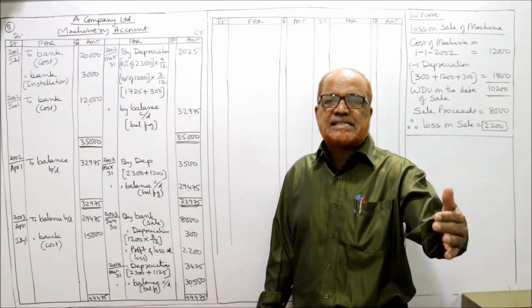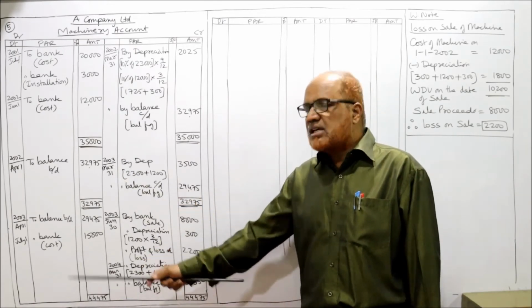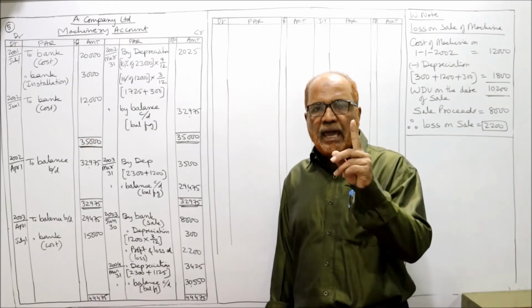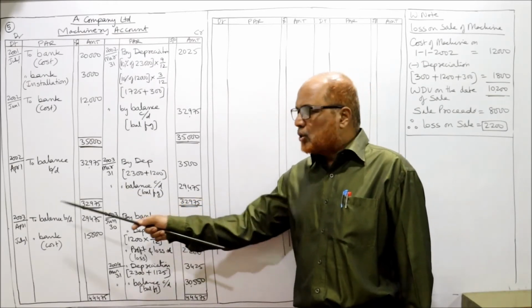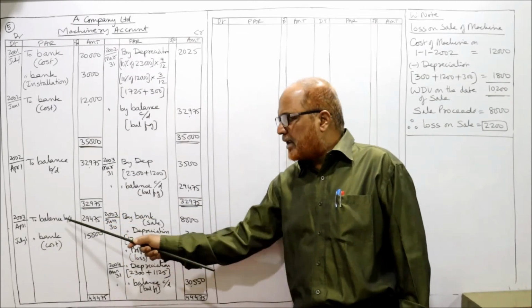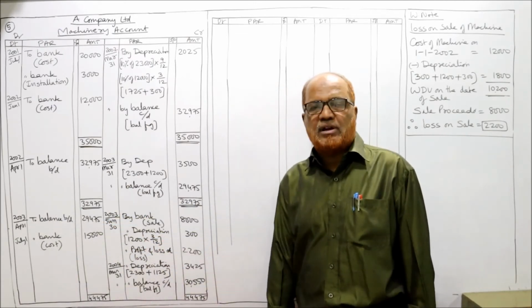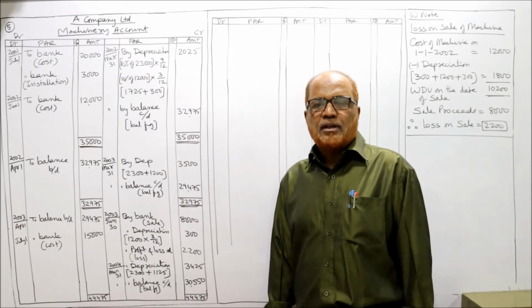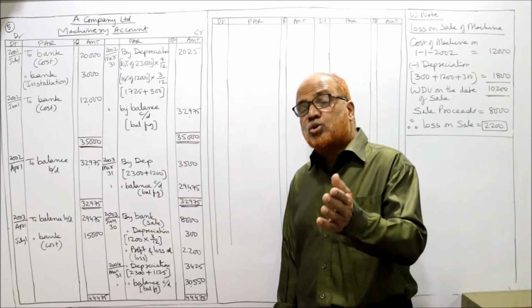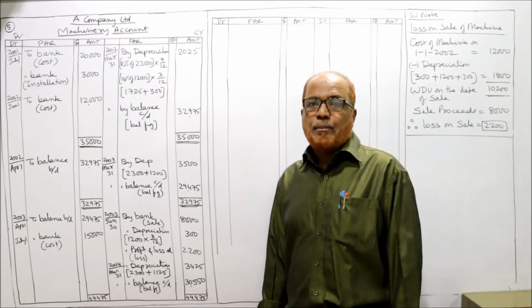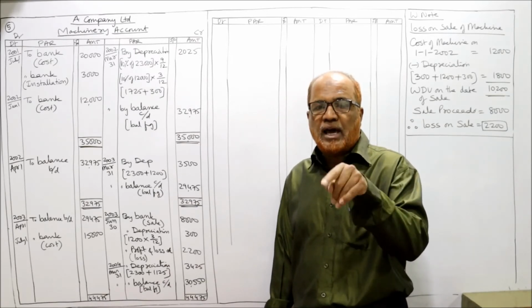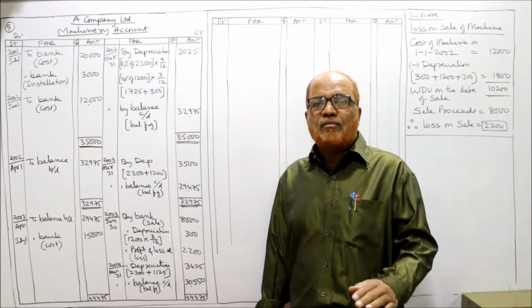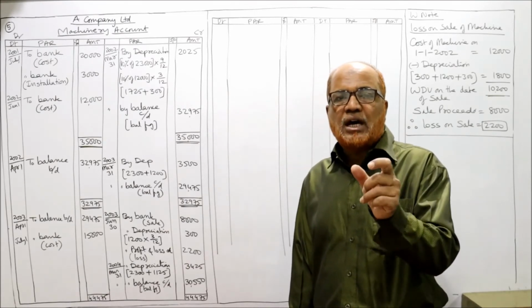Now we'll start the next year, the third year. The next year will begin from 1st April 2003 because we have closed on 31st March. 1st April 2003 to balance brought down 29,475. Now, the year ends on 31st March 2004. But before 31st March 2004, one machine is sold and one machine is purchased. On which date is the machine sold?